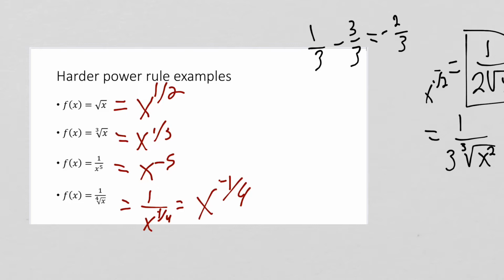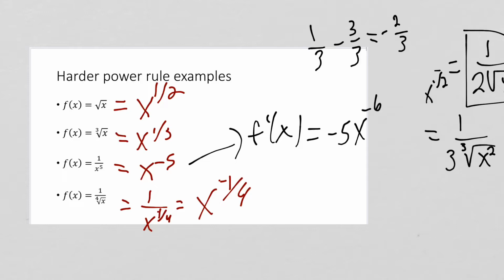Okay, let's do x to the negative 5th. So this one's going to be a little bit easier. We're going to multiply by the negative 5 out front. And then what's negative 5 minus 1? It's going to be negative 6. So our final answer here is going to be negative 5 over x to the 6th power for our f prime x.